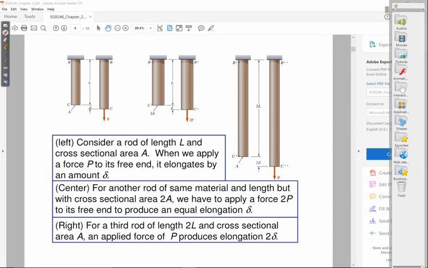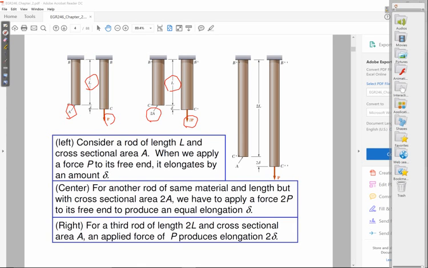In the second column, I make the area twice as large. It's going to be the same length, but the area now is going to be twice as large. And what I find is that in order to get the same deformation as in the first column, I have to apply twice the force. So you notice it's P here, and I have to apply 2P here. Or another way of looking at this is if this column has twice the area of the first column, and I apply the same force P, what I'm going to find is that my deflection delta is going to be half of the original.